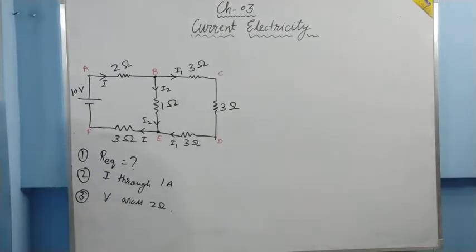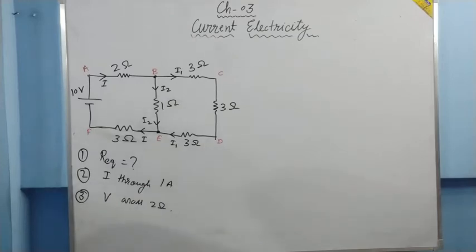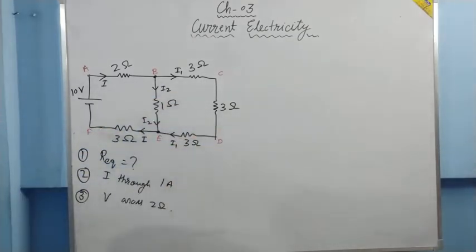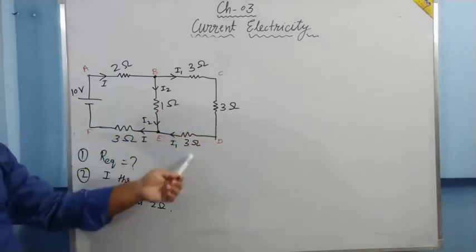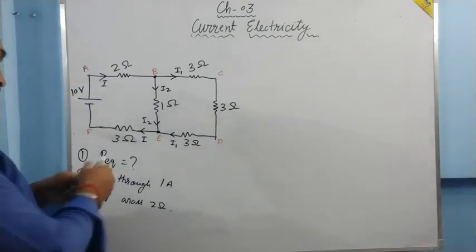Okay. R equivalent is being asked, so let us solve first of all for R equivalent only. This 3 ohm, this 3 ohm, this 3 ohm, they are connected in series. So what is the equivalent resistance of these three?